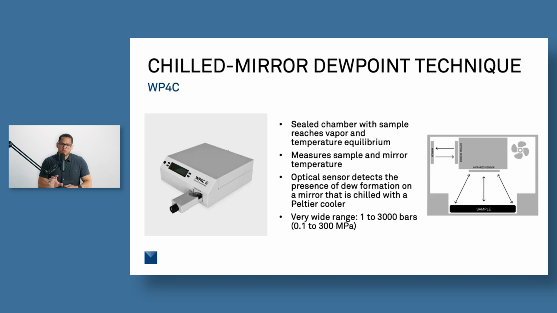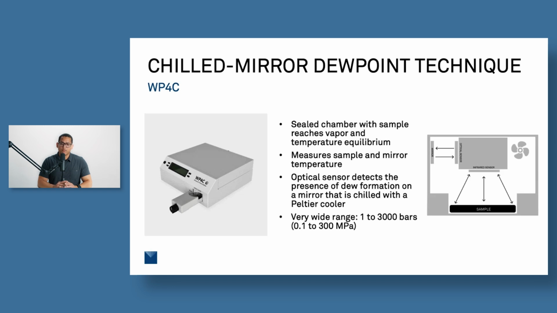So as it comes into equilibrium, we're going to wait and see when that occurs. And when we reach equilibrium, we're going to measure the temperature at which dew is forming on the mirror. And along with the sample temperature, we can use that to get our vapor pressure and then get our relative humidity. And we can actually directly relate that relative humidity in equilibrium with the sample to water potential using the Kelvin equation. What's nice about the chilled mirror approach is it has a really wide measuring range.